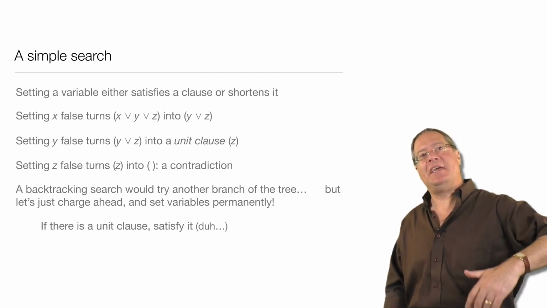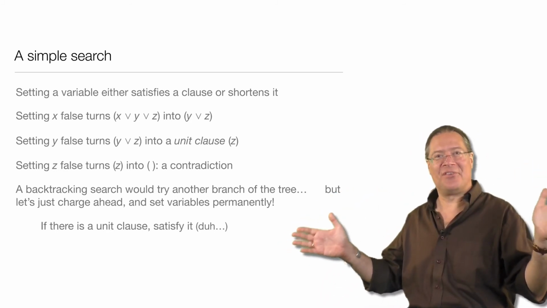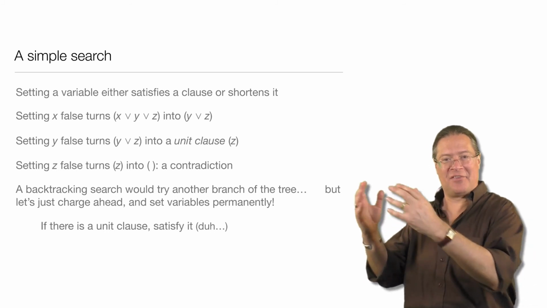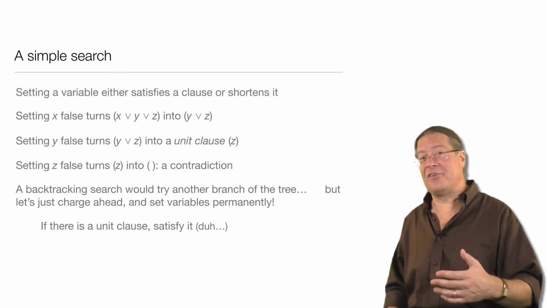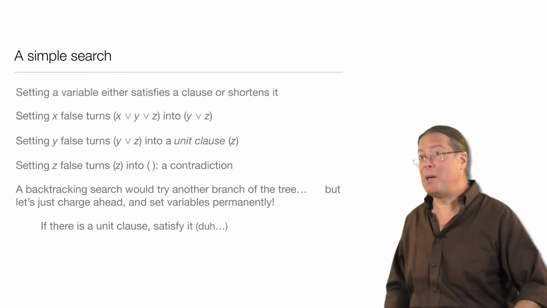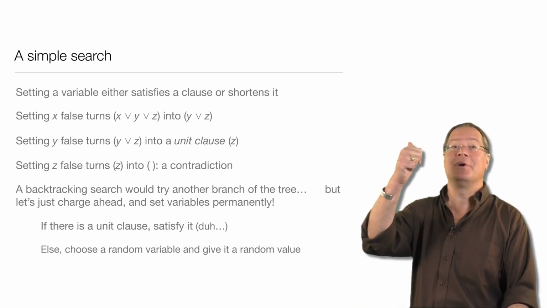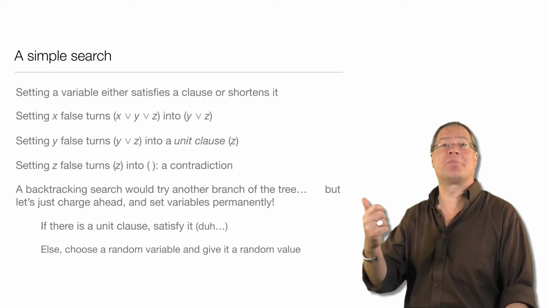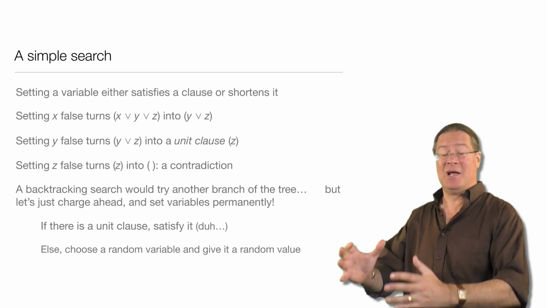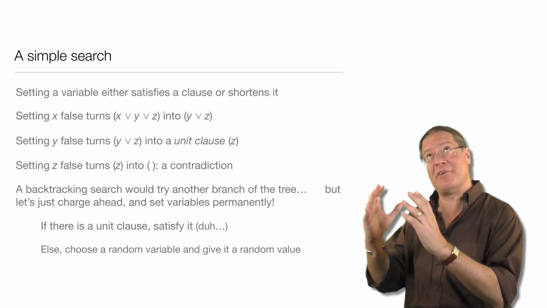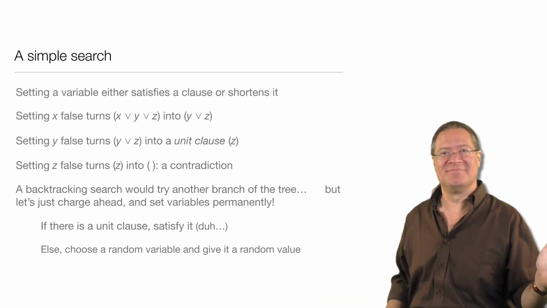On the other hand, if in our current picture of the problem, with the remaining clauses after we've satisfied some and shortened others, there is currently no unit clause, if all the clauses have two or more variables, we will pick randomly from all the variables that we haven't set yet. We will flip a coin and set it true or false with equal probability. So if there aren't any really urgent unit clauses demanding that particular variables take particular values, we'll just give a random variable a random value. And that's our algorithm.